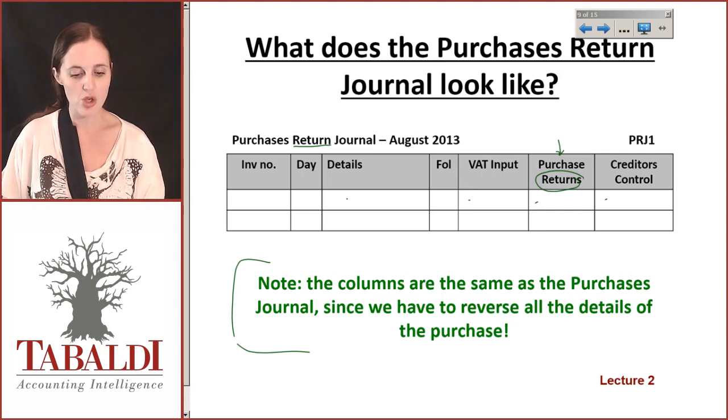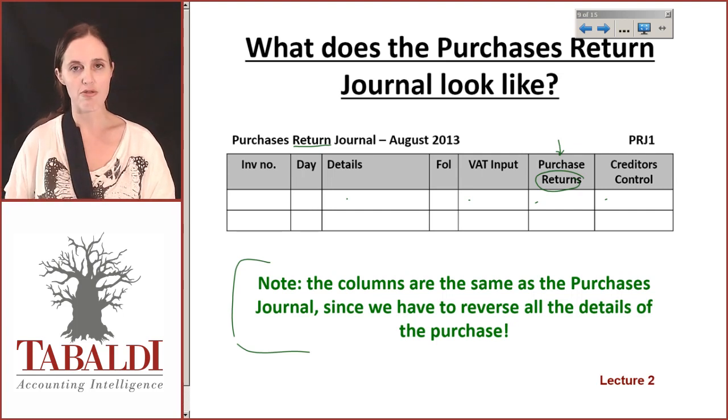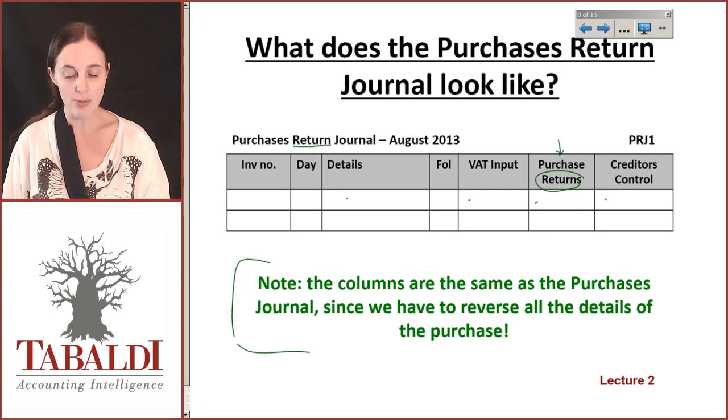So my purchases return is a very similar concept to the sales journal, and obviously it's basically a reverse of the purchases journal. Make sure that you get the VAT input right. Don't be putting VAT output columns for your purchases returns and your purchases journals. Make sure that you're very comfortable with the fact that VAT input is for purchases and VAT output is for sales. You don't want to be losing marks by putting the wrong columns in there.